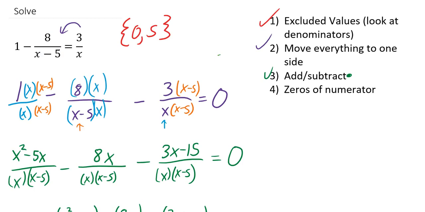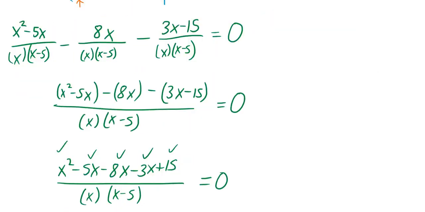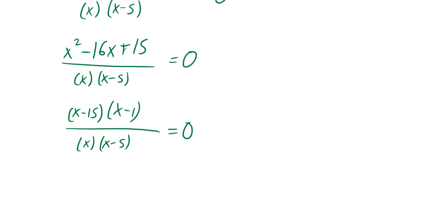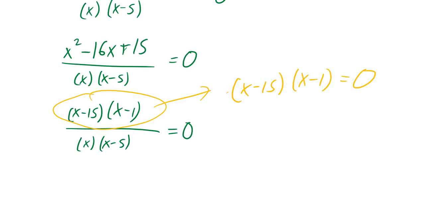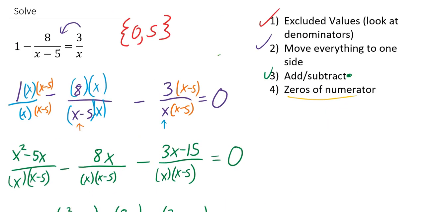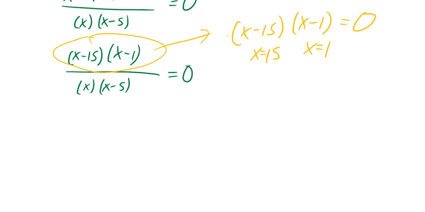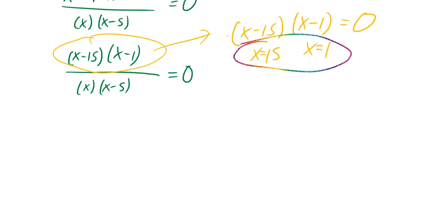Finally, I move on to zeros of the numerator. So I say, hello numerator, what makes you come out to 0? What are the zeros of x minus 15 times x minus 1? What makes this come out to 0? Well, x equals 15 is one of them, and x equals 1 is another. If those aren't excluded values, I'm done. 0 and 5. Nope, I'm good. Neither 15 nor 1 is excluded. Those are my answers.